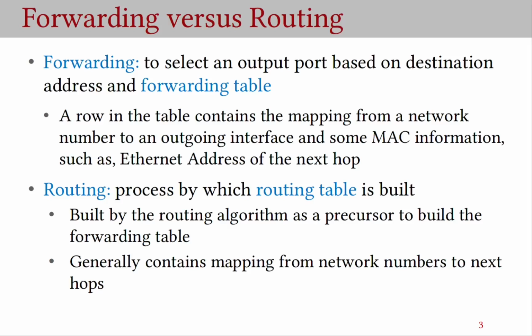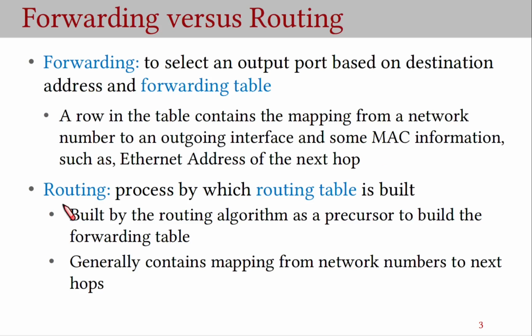In our previous discussions of switching and IP, we have seen several examples of forwarding. Forwarding is a different process than routing. Forwarding is a relatively straightforward process as compared to routing. In forwarding, we simply select an output port based on destination address and a table that we call the forwarding table. And in a forwarding table, an entry would contain a mapping from a network number to an outgoing interface and some MAC address, such as an Ethernet address, for the next hop.